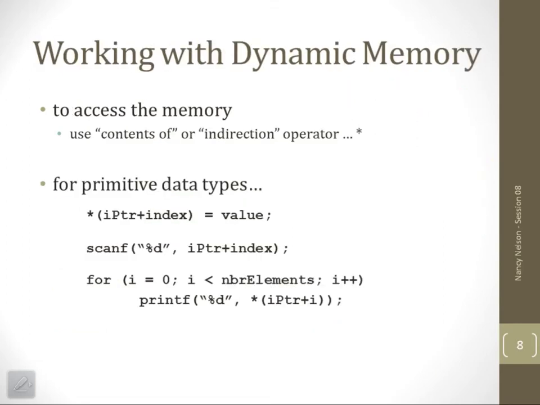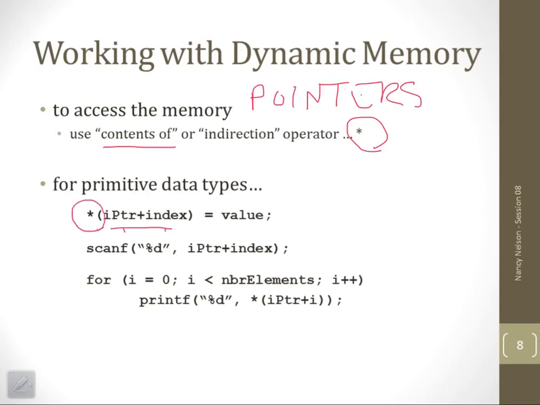Once we've declared our dynamic memory, we then have to be able to use it, and this is where pointers come into play. We're going to use the contents of or indirection operator, which was our star, to get at the space in memory that's been allocated for us. So here we can see something we've seen before. We have iPointer, which is our pointer, plus the offset into the block, and we're saying the contents of. Here we're going to assign value into that block. So maybe our pointer is here and we've set an offset of 2 elements, so in here we're going to write value.